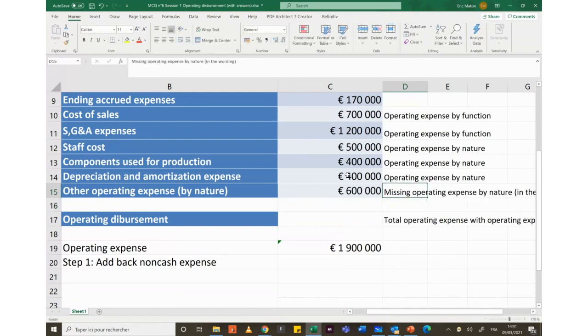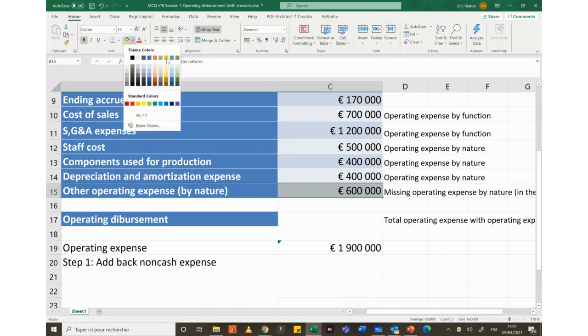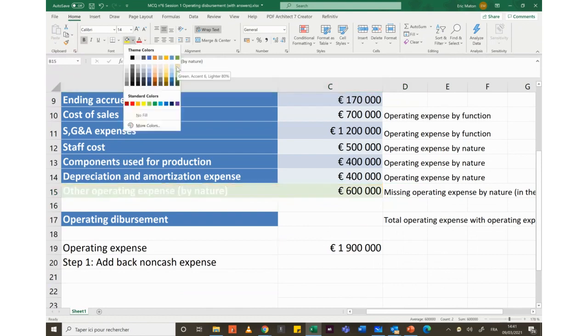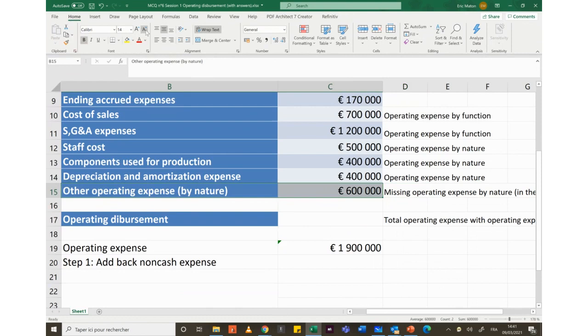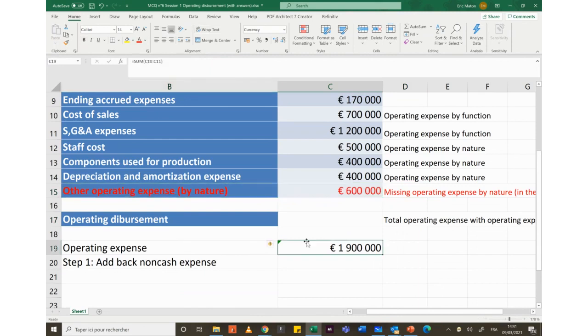Okay. No, it's not this one. Okay. So we let it like that. Okay. Oof.